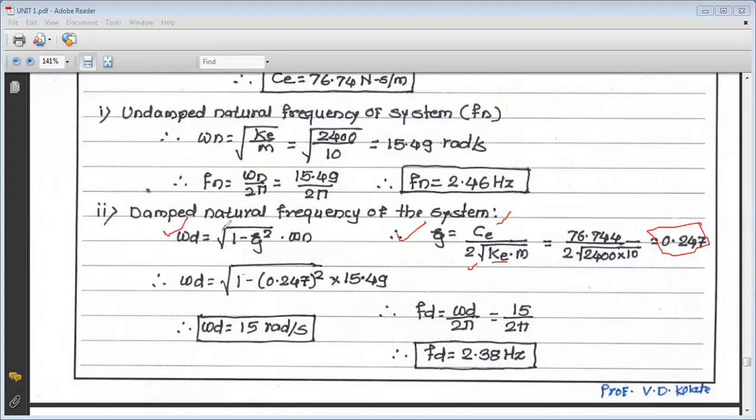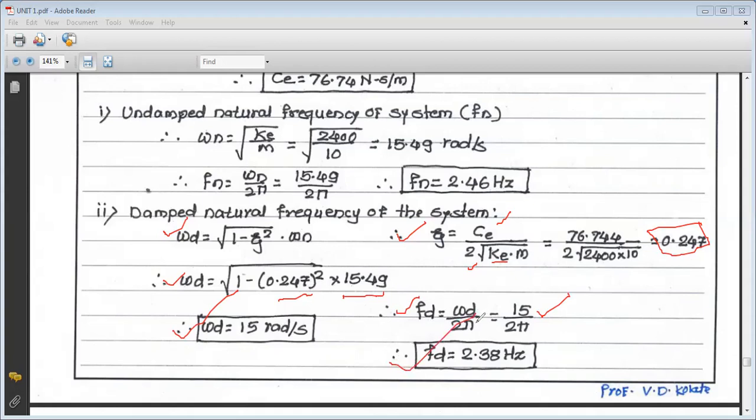So omega d is equal to square root of 1 minus zeta square into omega n. So omega d is equal to square root of 1 minus the value of zeta, 0.247, square, into the value of omega n, which is 15.49. So we get the value of omega d as 15 radian per second. Now from that we can find out the value of fd in hertz, that is omega d upon 2 pi, that is 15 upon 2 pi, it is 2.38 hertz.